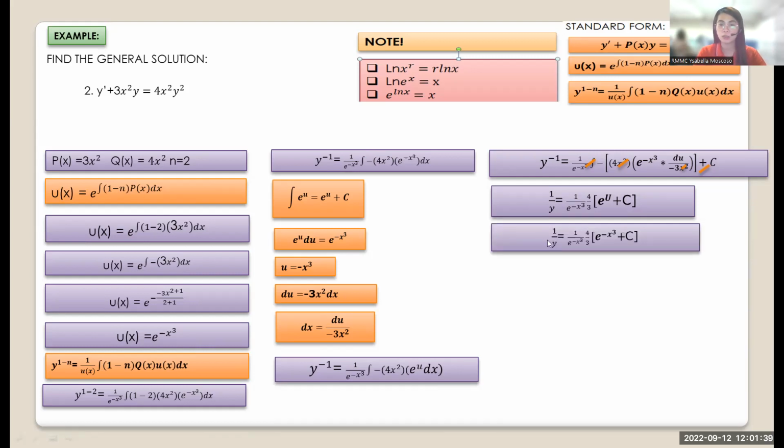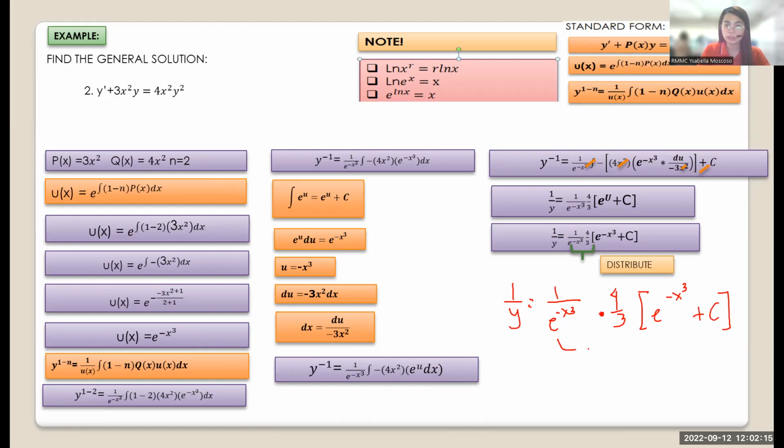So that is just equal to 1 over y is equals to 1 over e raised to negative x cubed, 4/3 of e raised to negative x cubed plus c. So to simplify, let us try to distribute the values outside of your quantity. No? So this one will be eliminated. So para mas makita ninyo, sulat ko na lang siya. That is 1 over y is equals to 1 over e raised to negative x cubed multiplied by 4/3 e raised to negative x cubed plus c.